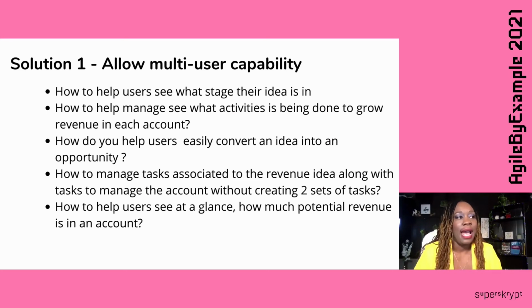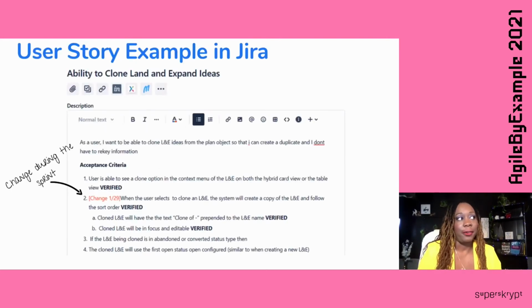How do you help users convert the idea? So once they have done all the work on the idea, you don't really want them to have to do the same thing again in another system, right? You want to be able to just transfer that information where it belongs and not have them do rekeying. And then how do you help users see at a glance how much revenue they have in an account? So what salespeople love is to see how much money can I make from this account, right? Easily, without going through all of the steps of qualifying opportunities. So those were the problems we were solving for.